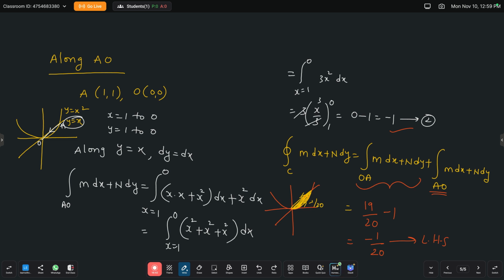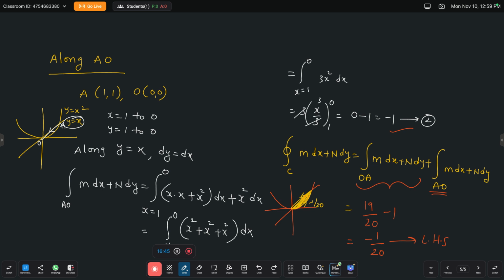Now coming to the RHS part. The RHS of Green's theorem is given by the double integration of dou N by dou x minus dou M by dou y with respect to dx dy. Here the first integration represents x limits and the second represents y limits. Already we completed the dou N by dou x value. So dou N by dou x is 2x, minus dou M by dou y, which is x plus 2y, with respect to dx dy.